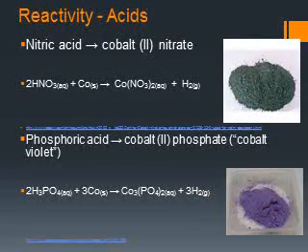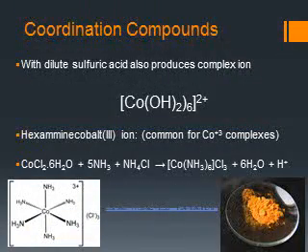Green-gray cobalt-2 nitrate is formed by reaction with nitric acid. Cobalt violet is cobalt-2 phosphate formed by reaction with phosphoric acid. A cobalt hydroxy complex can also be formed by reaction with sulfuric acid.